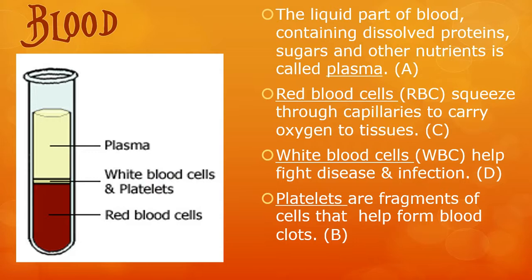Okay, so let's talk about blood. So we're pumping the blood with the heart throughout the body to get the tissues their nutrients and their oxygen. So it turns out that blood has a liquid portion and a solid portion. The liquid part of the blood has proteins and sugars and nutrients. We call it plasma. Sometimes it's called serum.